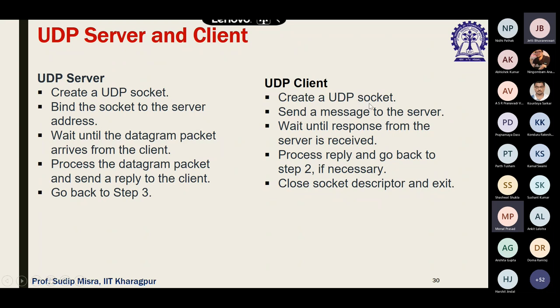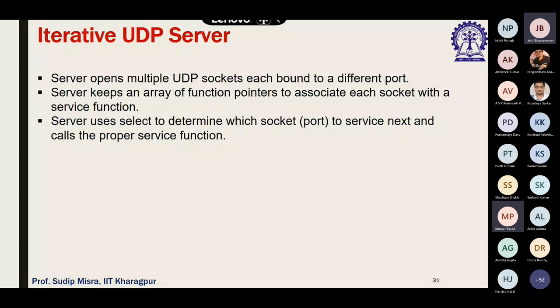And the same thing here also: create a UDP socket, send a message to the server, wait until the response from the server is received, process the reply and go back to step 2 if necessary, close the socket descriptor and exit. Okay. So first you will be doing the TCP, second you will be doing the UDP. The iterative UDP server is more or less the same kind of thing. The primary thing that will be different between the TCP and the UDP servers will be the socket type.